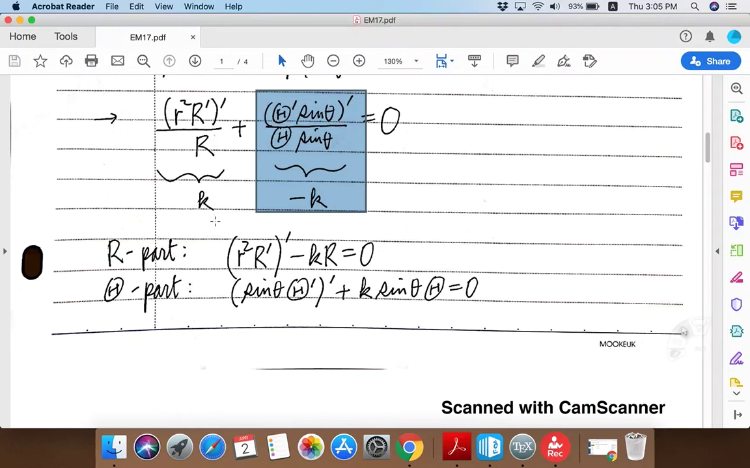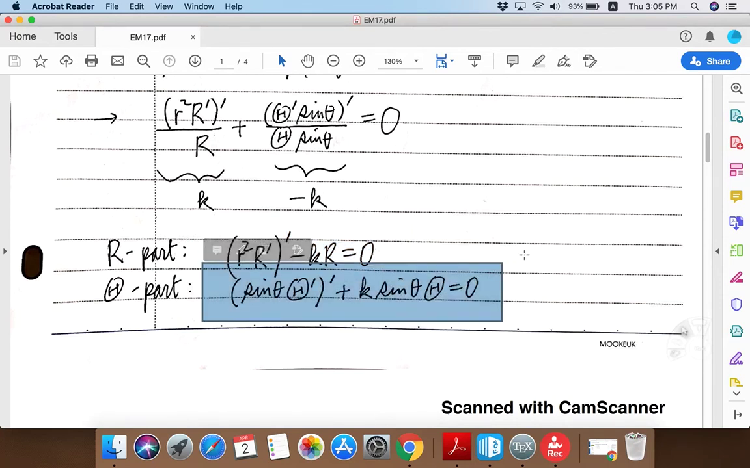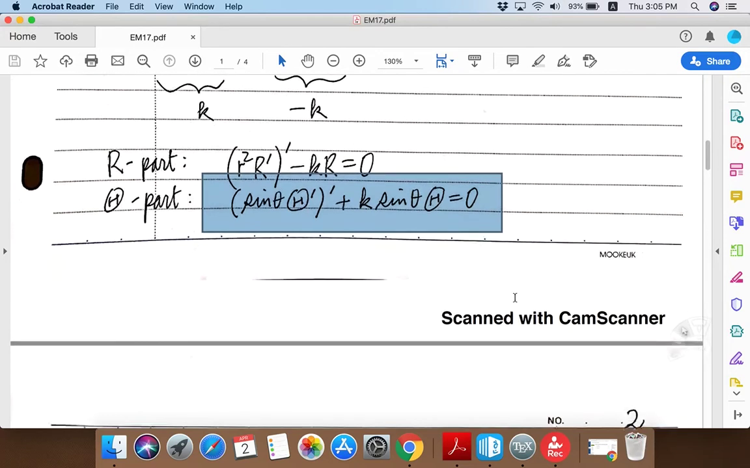That means that the r part of the solution obeys this ordinary differential equation, while the theta part of the solution obeys this other ordinary differential equation. We don't know how to solve them yet, but at least it's nice to know that the partial differential equation problem has been reduced to a pair of ordinary differential equations where we have at least some hope of finding the solution.